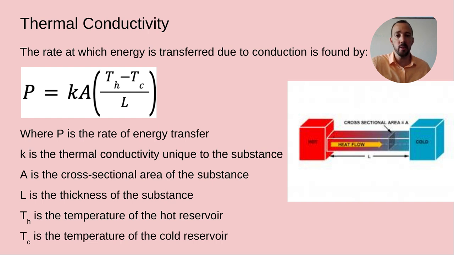Some substances will allow heat to flow more easily than others. A is the cross-sectional area. So the bigger the cross-sectional area, the more area there is for heat to flow through the substance. L is the thickness. So if you have very thick walls in insulation, it's going to take a little bit longer for energy to flow through more insulation than less insulation. TH is the temperature of the hotter area, and TC is the temperature of the colder area.